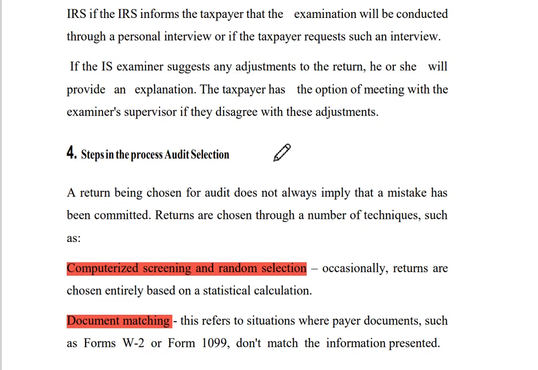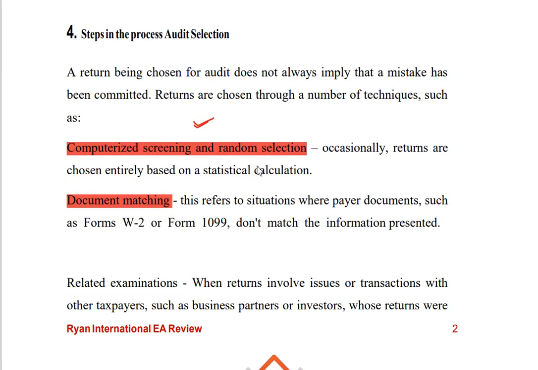Now, the IRS typically gets into an audit by means of certain random selections. Computer programs help the IRS see which returns need to be selected for an audit. So that's called random selection, or document matching. These are the two ways the IRS decides which returns need to be audited or examined.